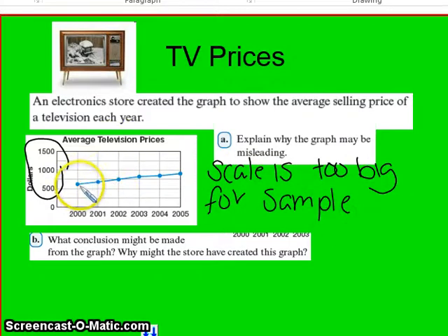So our data goes from right here, it's actually all the data is in between 500 and 1,000. So it all falls within a range of $500. But we've got our units on this side, 500, 1,000, 1,500, and we don't really need this one up here. We could actually use a smaller scale, and this data would be shown more accurately. What conclusion might be made from this graph? Well, it leads you to believe that television prices have stayed roughly the same.